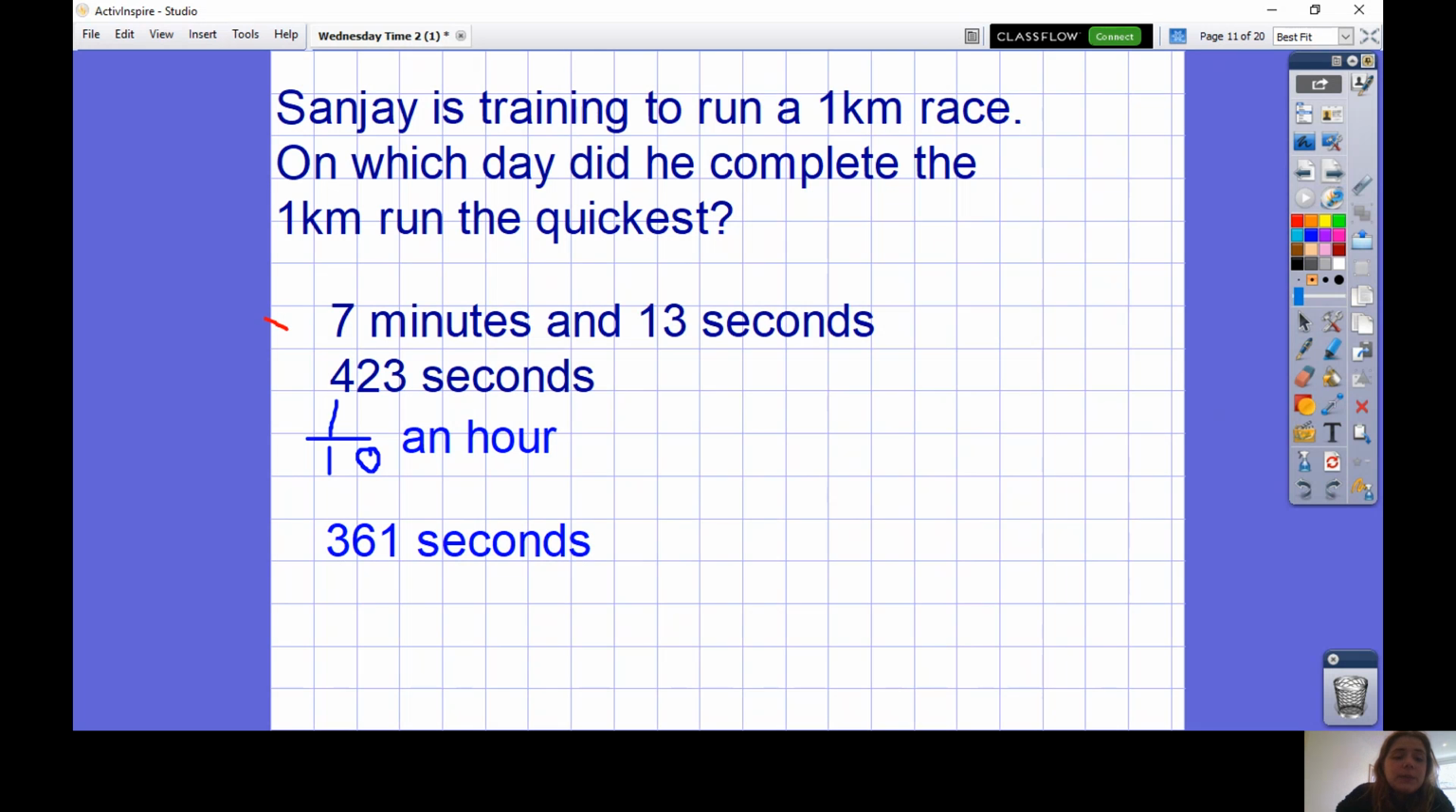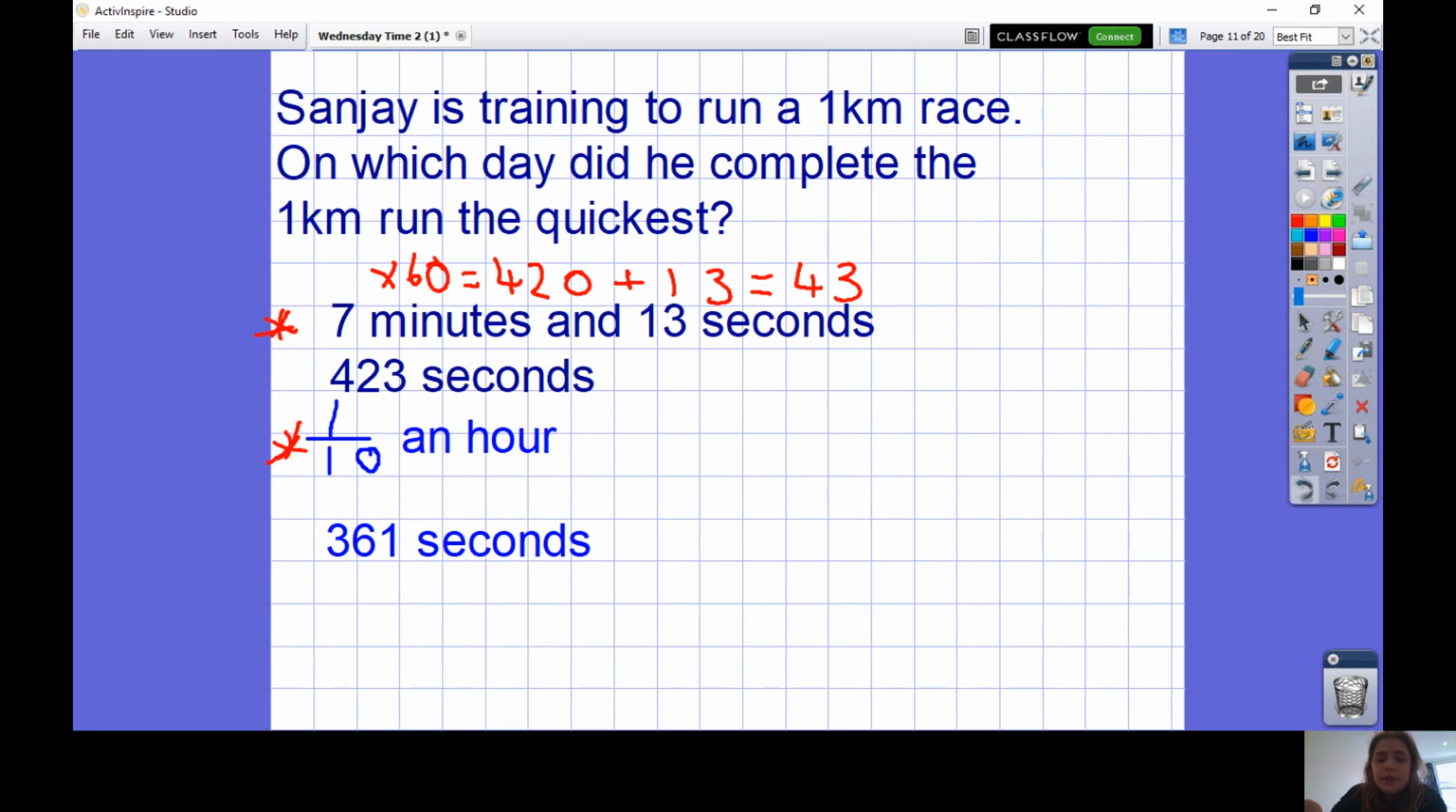So I need to convert this one into seconds. Also, we've already got 2 already in seconds, and this one into seconds. Okay, so 7 minutes and 13 seconds. Let's find out what that would be in just seconds. I take this and I times it by 60. 7 times 6 is 42, so 7 times 60 is 420. Now I add on those 13 seconds. That will be 433 seconds. Okay, so that one's completed.